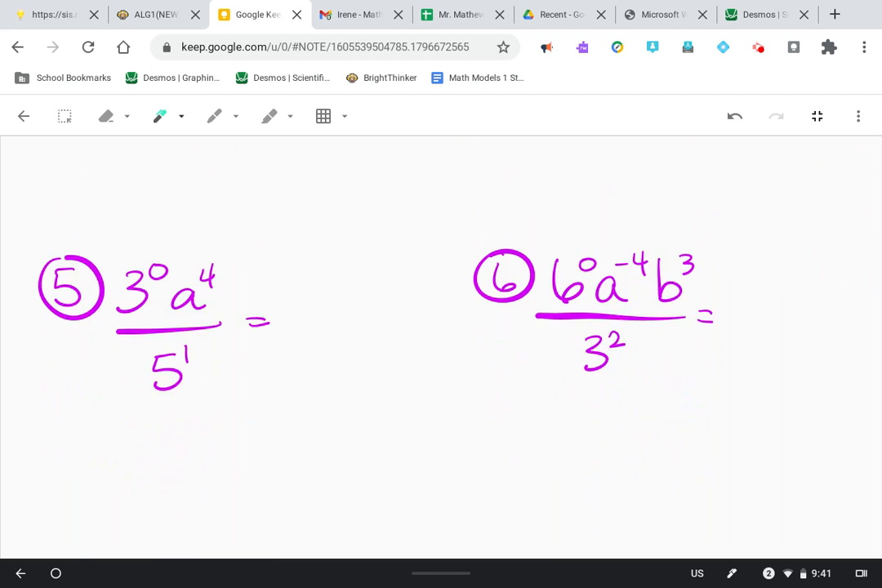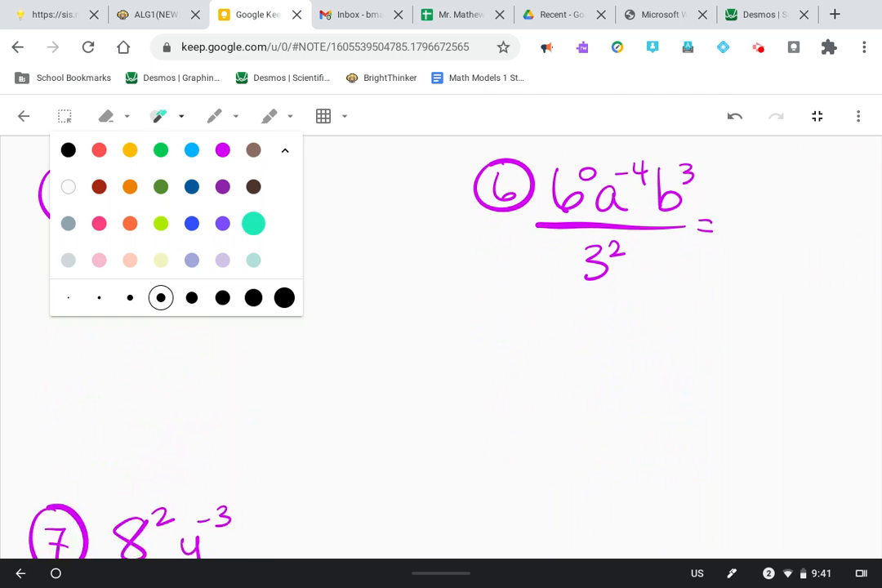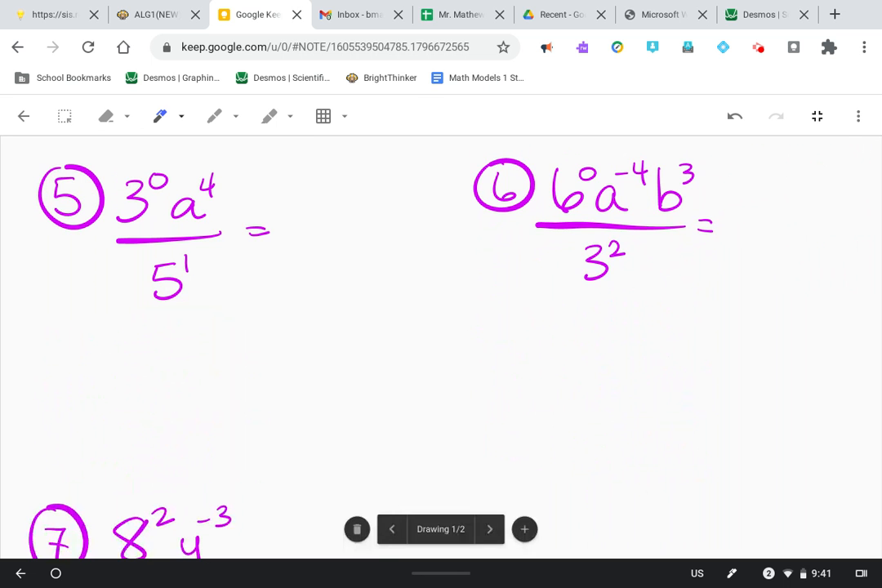Starting at number 5, we're going to see how these kind of play together. So here in number 5, 3 to the 0, okay, well that's an exponent, so that's going to be 1. A to the 4th, make that look like a 1.